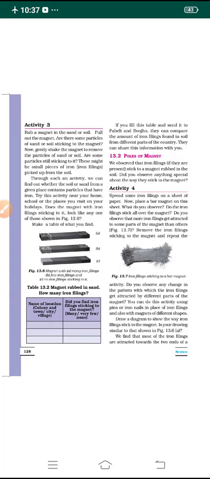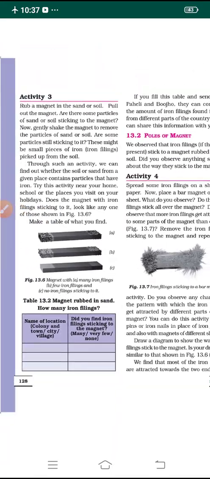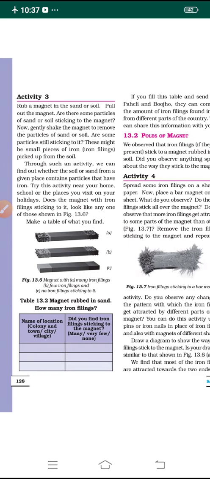Now what you need to do is shake that bar magnet gently. What happens at that time is that some of the particles attracted towards the poles of the magnet are removed, and they fall down. But there are still some particles sticking to the poles of the magnet. These materials are probably small pieces of iron, which we call iron filings. So iron filings are picked up from the soil and attached to the poles of the magnet.